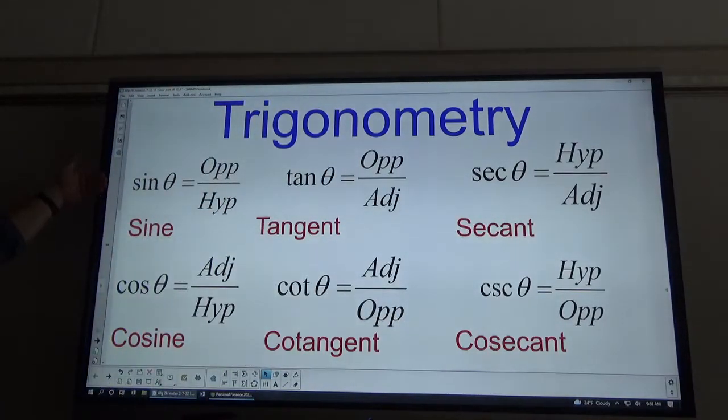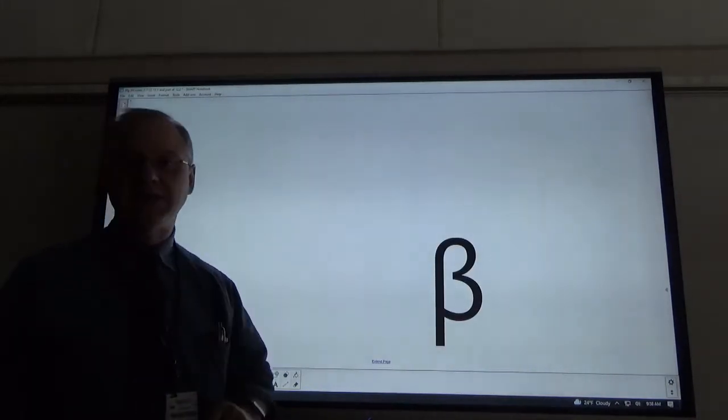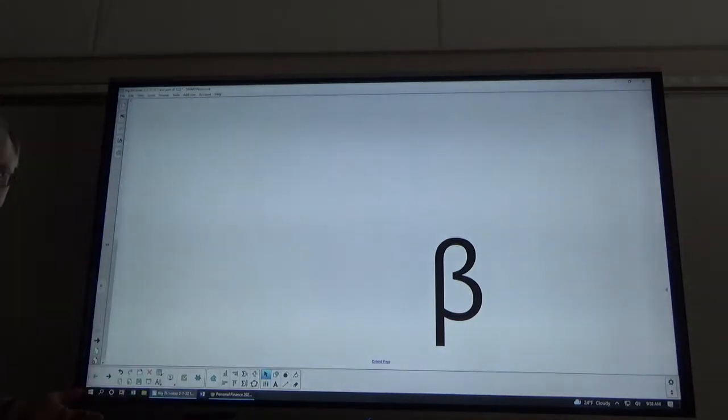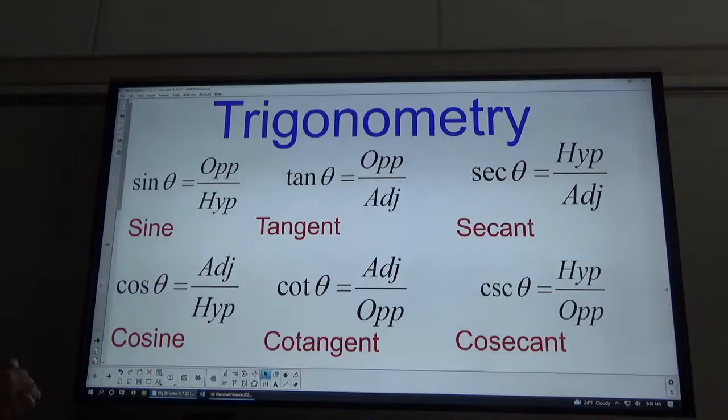These are the abbreviations, and this little circle with a line in it is called theta. It's a Greek letter, and it's used to represent an angle. It's a variable used to represent an angle. Other variables that are used to represent an angle are beta, and you could have several others, but typically theta and beta are the two most common.